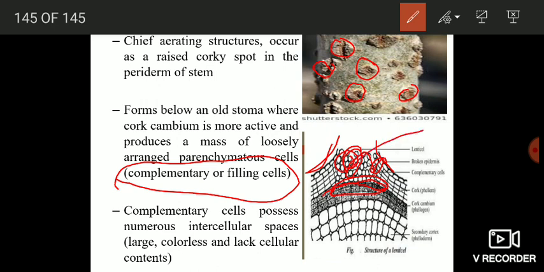The complementary cells possess numerous intercellular spaces between them, and each cell is colorless, large, and lacks cellular contents. The main function of these lenticels is that they help in the exchange of gases. Their main function is that they act as aerating structures.